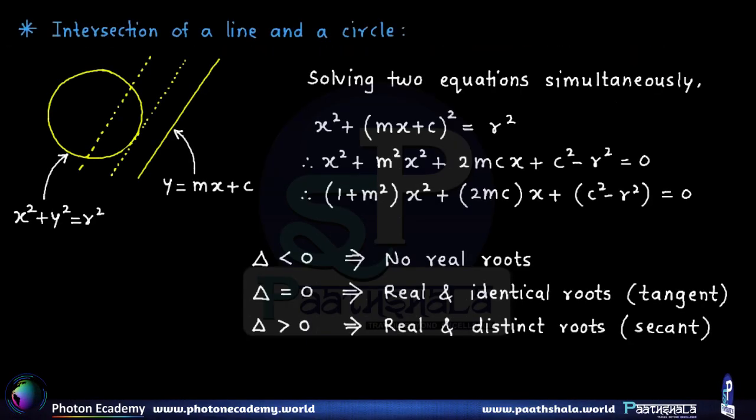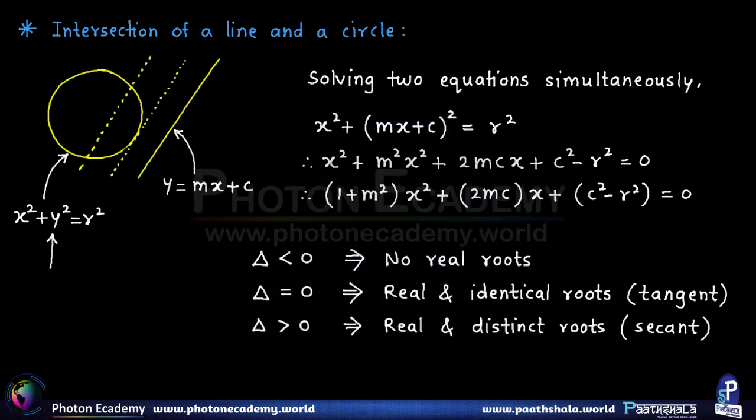Now let us study the intersection of a line and a circle. We consider the simplest case, that is, if we are given a standard circle having the equation x square plus y square equal to r square, and some general line, say y is equal to mx plus c. Then we know that there can be three possibilities.